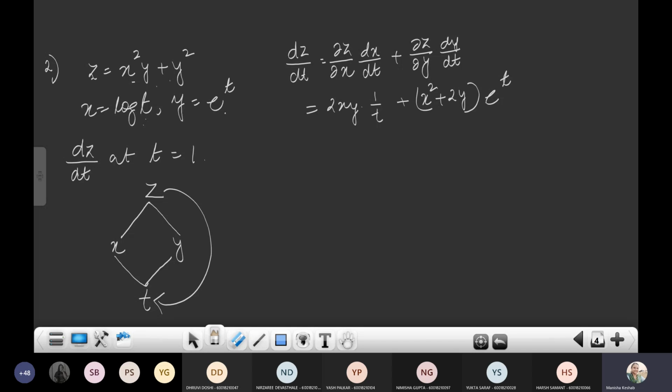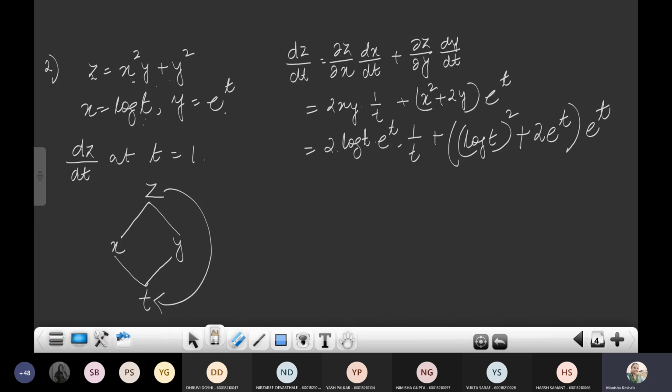Okay. Now we want at t is equal to 1. And then what we can do now, let us write down the value. So x means log t, then y is e power t into 1 by t, plus x square means log t whole square, plus 2 into e power t, so 2y, and then we have e power t. So this is my dz dt. So you can say all the values in terms of t. Now we want what? At t equal to 1.